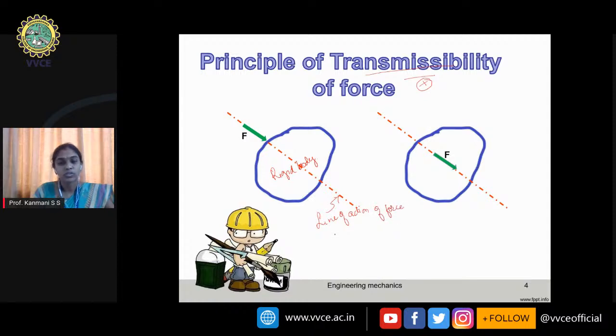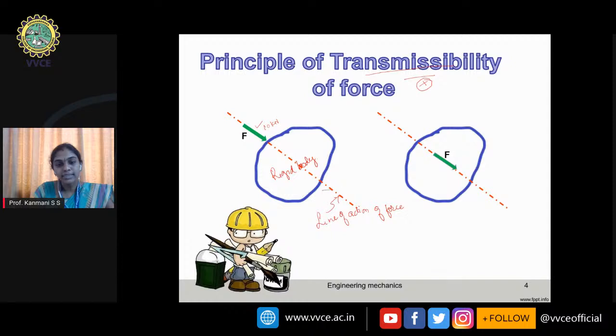Line of action of force. So on this line of action of force, this force F tries to move this rigid body. What does this principle of transmissibility tell us? Instead of applying this force, remove this force, apply the same force anywhere on this line of action of force, the effect remains the same. For example, imagine this is a 10 kilonewton load applied on a rigid body.